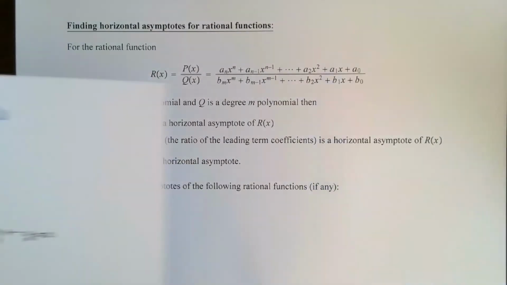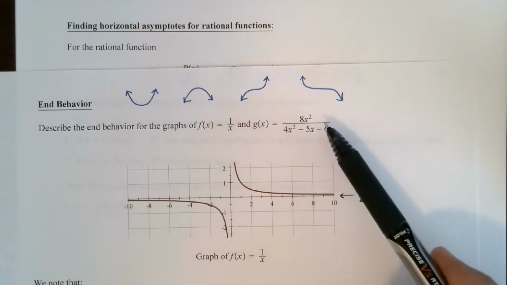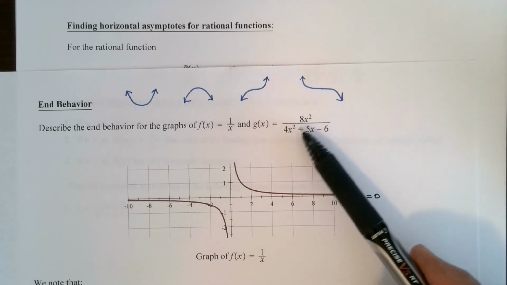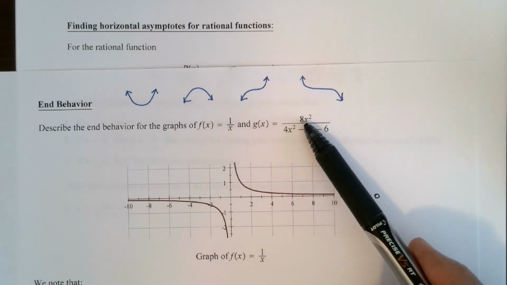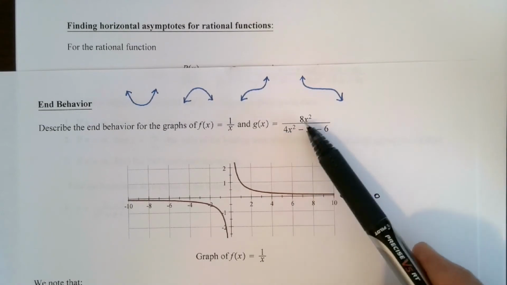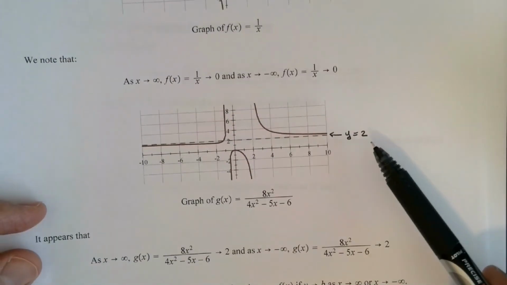Now take a look at this second example. Notice the degree of the top for the function g was 2, the degree of the bottom was 2, so they're the same degree. And so what's the horizontal asymptote going to be? It's going to be the leading term coefficient of the top, which is 8, divided by the leading term coefficient of the bottom, which is 4. 8 divided by 4, what's that? That gives us y equals 2.